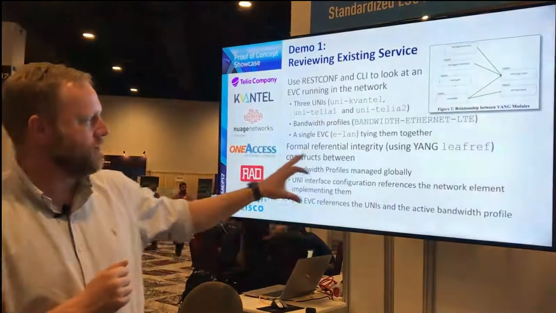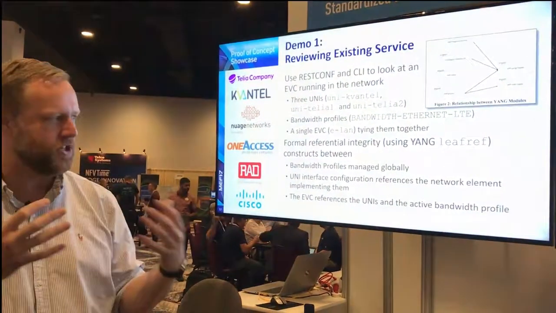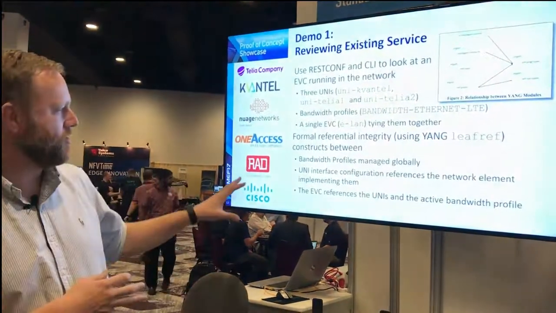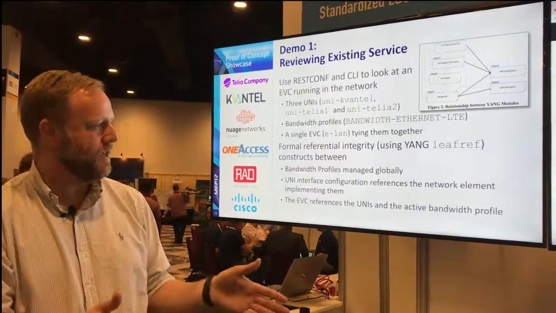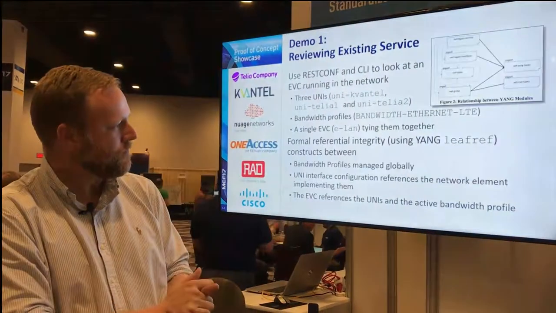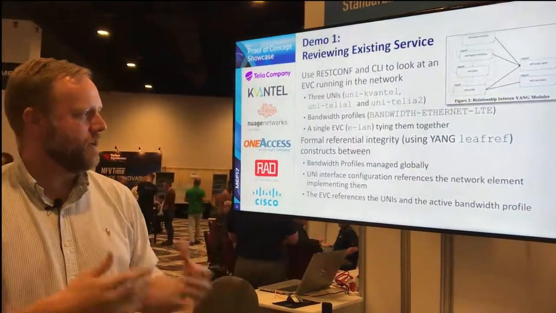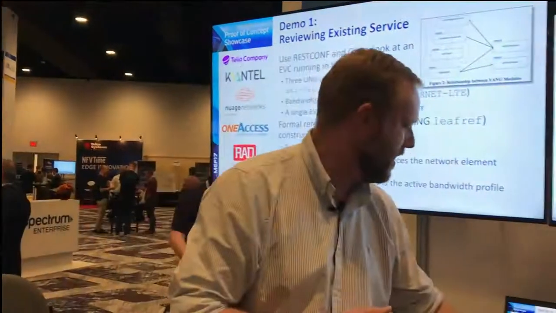And what's really cool here is that these modules actually use something called Yang leaf refs, which are referential integrity pointers, making sure that there's actually a uni for the EVC, and that the unis also point out existing bandwidth profiles, really reducing the amount of work for the programmer that wants to use their programmatic APIs to deploy this.